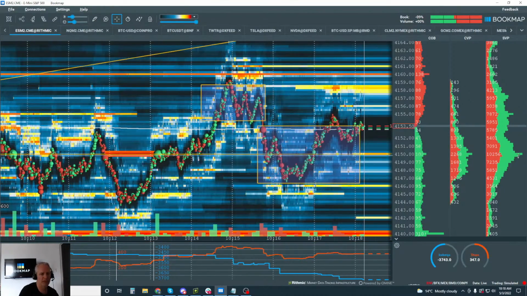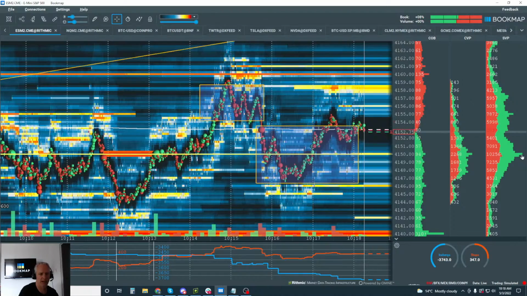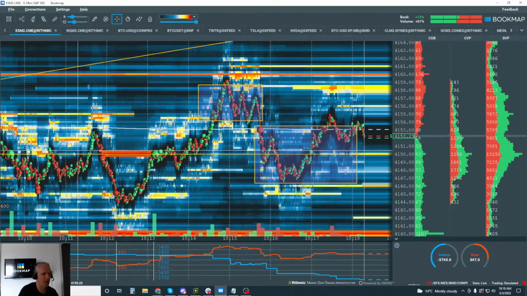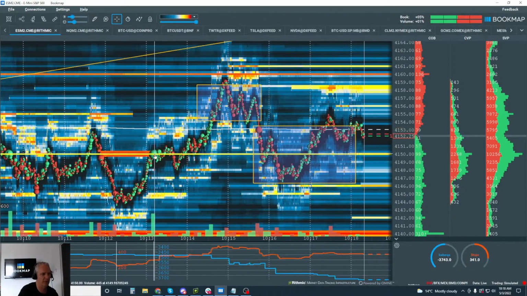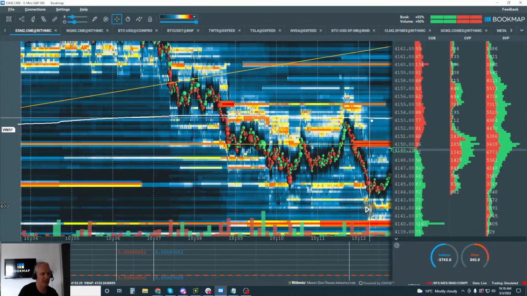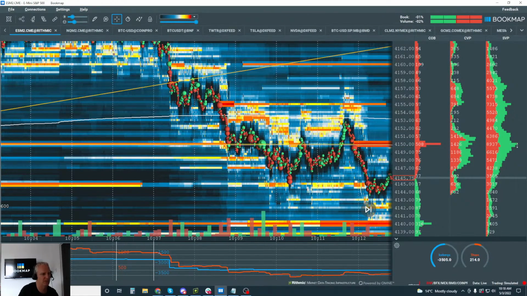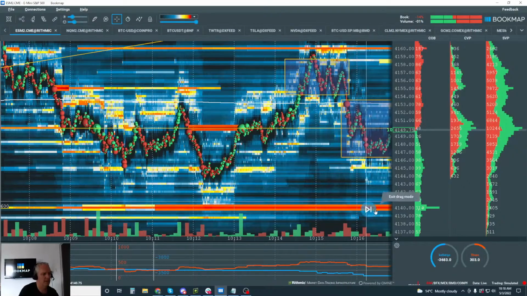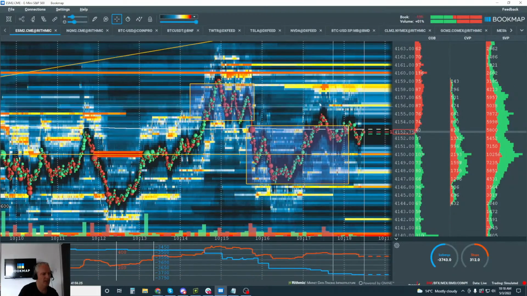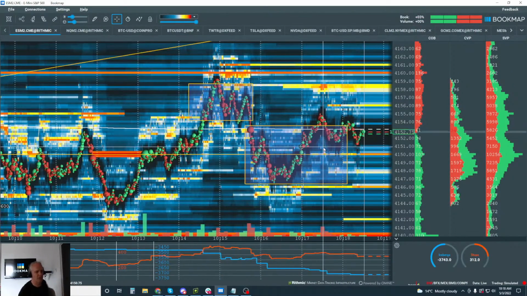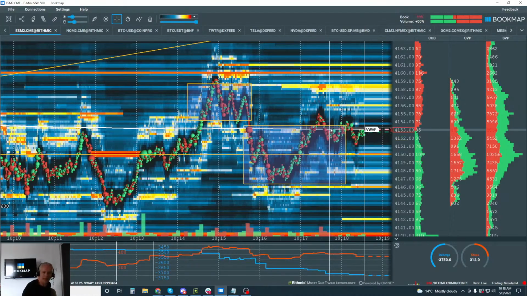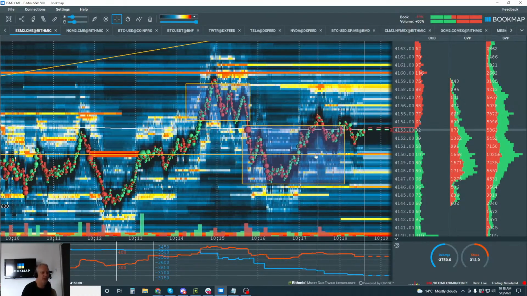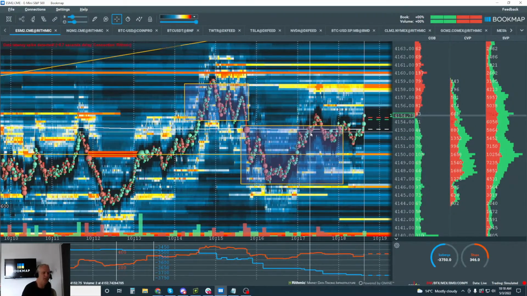Okay, and we're pretty close to a high volume node here at 4150 due to all these transactions, especially this one here. In fact, let's see what that looked like beforehand. Yeah, it was still an important area due to these transactions. What would you say? Just look at the kind of reading the tone in here.